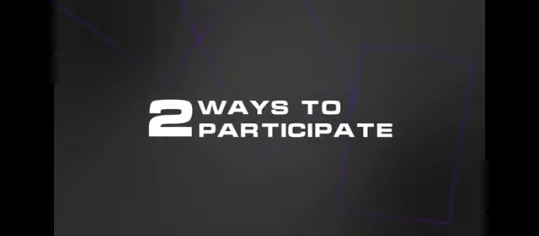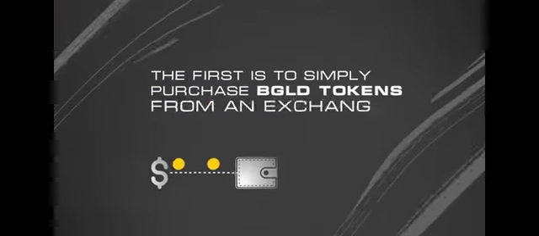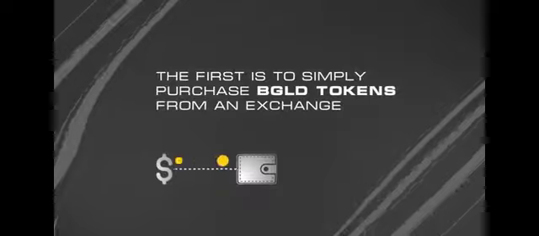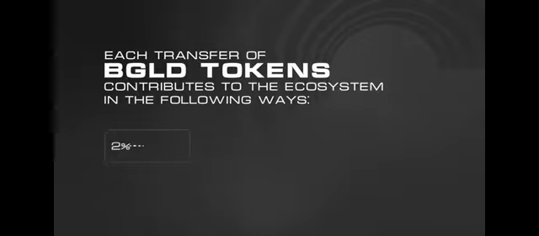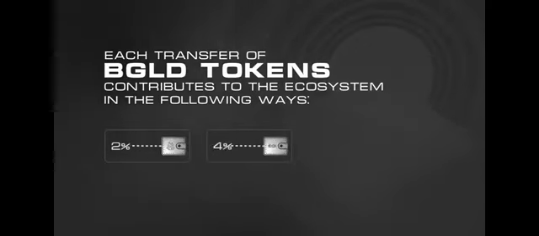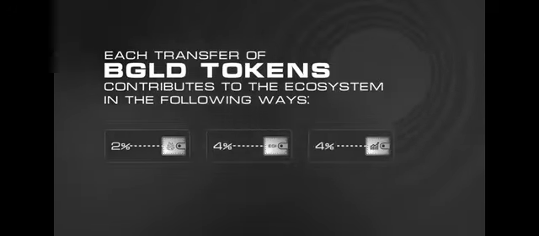You can participate in the Black Gold project in two different ways. The first is to simply purchase BGLD tokens from an exchange. Each transfer of BGLD tokens contributes to the ecosystem in the following ways. 2% is transferred to the burn wallet. These tokens will never be seen again. 4% is transferred to the EGI wallet, so the node network continuously grows in value. 4% is transferred to the liquidity wallet to support our growth on exchanges.